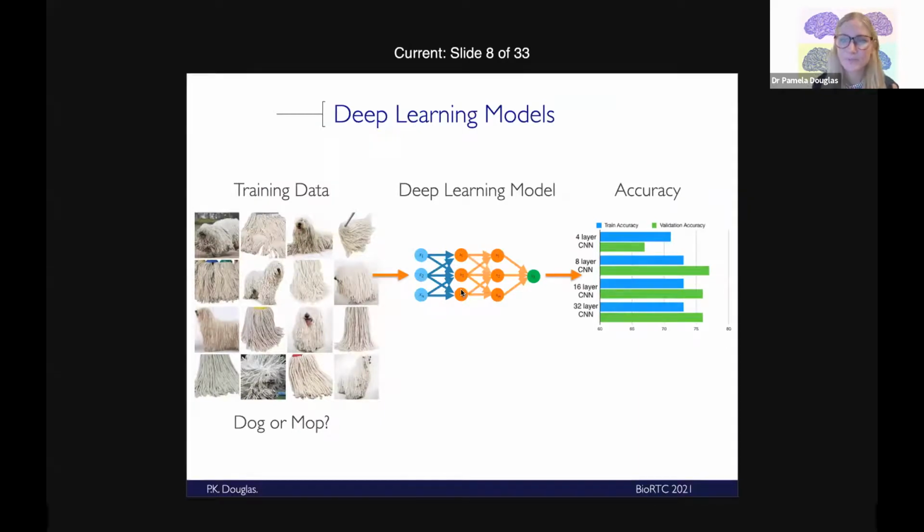So deep learning people love to have these funny problems. There's a classic one, blueberry muffin versus chihuahua. There's another great data set, dog or mop. So I felt as though we needed to show a fun example here. If we have a bunch of training data, say images of dogs and mops, we put it through a deep learning model, and then we get some accuracy, depending upon what type of model we're using, how many hidden layers in the neural network, etc.